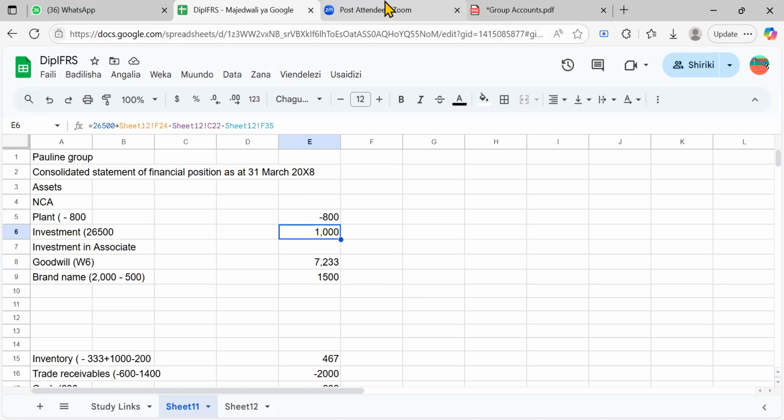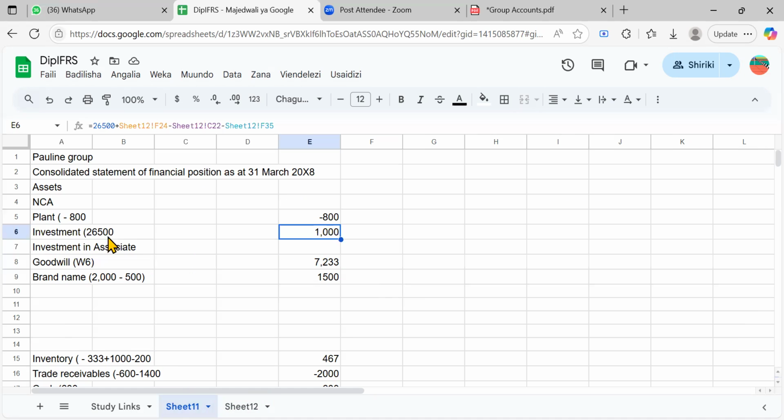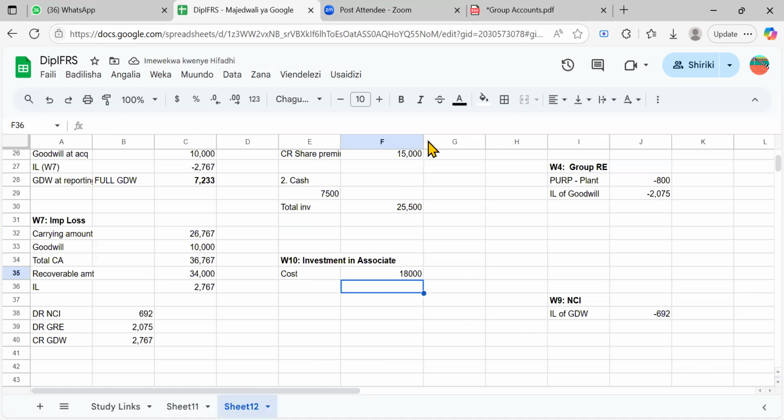Remember, right now we already have the working for the investment in your associate, and it's working 10. So you could say investment in your associate, you open the brackets, and you write there it's working 10. And you proceed. So if you go any further, what are you going to get?